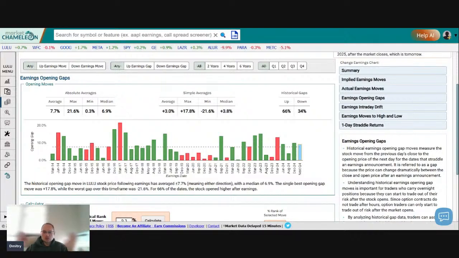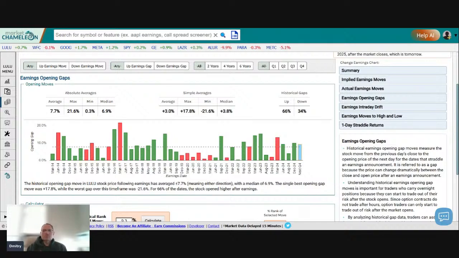If we wanted to just look at the max and min, so we see that the largest move here is 21.6%, probably this one to the downside. The lowest is 0.3%. The median move is 6.9%. That's if we took all these moves, sorted them from highest to lowest in absolute terms, then half the moves were above 6.9%, half were below 6.9%. So you can see that the average is a little bit higher there, and that's because the average can get skewed based on some large outlier moves.